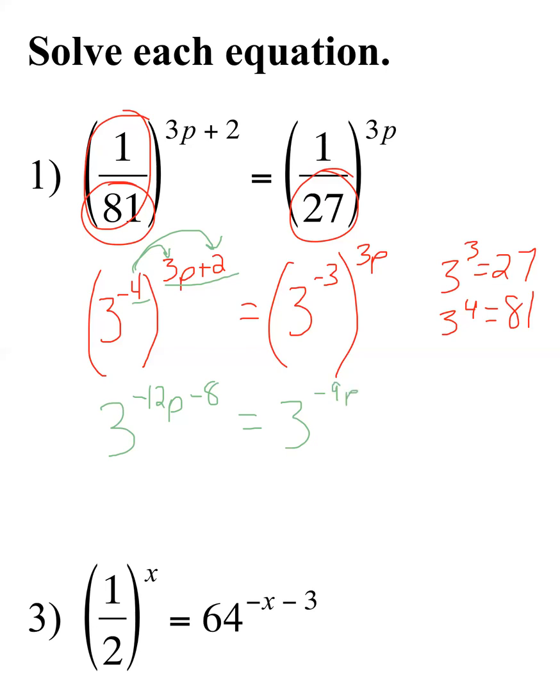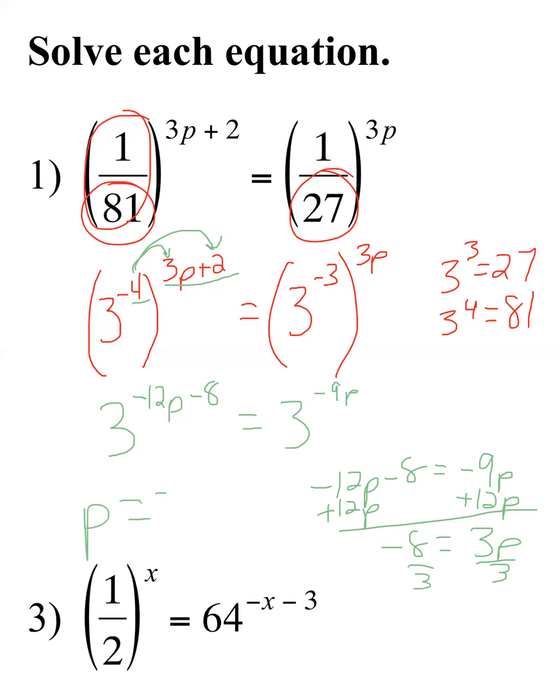All right, cool. Bases are the same. You're ready to set your exponents equal to each other. So -12p minus 8 is going to equal -9p. Let's go ahead and solve. Add that 12p. -8 equals 3p. Divide by 3. I'm getting -8/3. I don't know about you, but that's what I got.